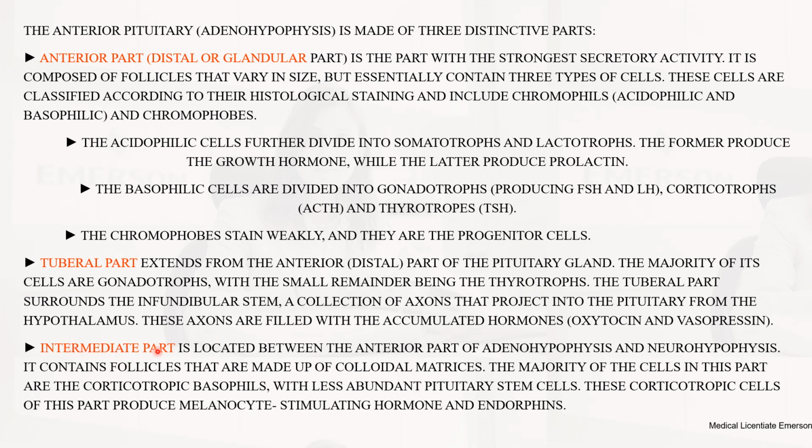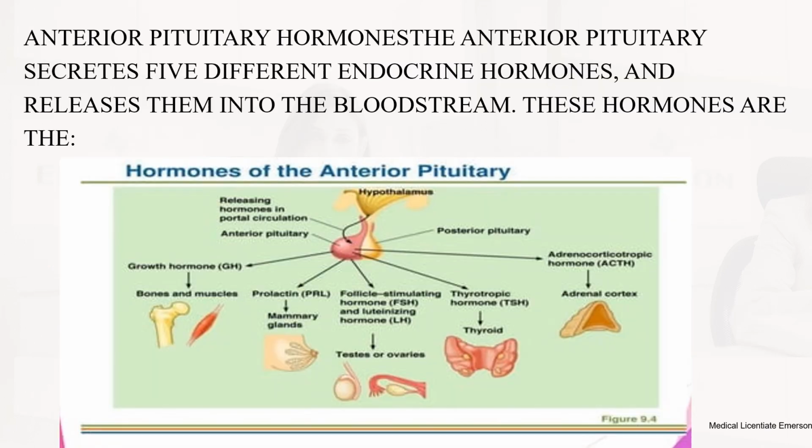Then lastly, you have the intermediate part, which is located between the anterior part of the adenohypophysis and the neurohypophysis. It contains follicles that are made up of colloidal matrices. Then the majority of the cells in this part are the corticotropic basophils, with less abundant pituitary stem cells. These corticotropes cells of this part produce melanocyte stimulating hormone and endorphins. That's about the intermediate part.